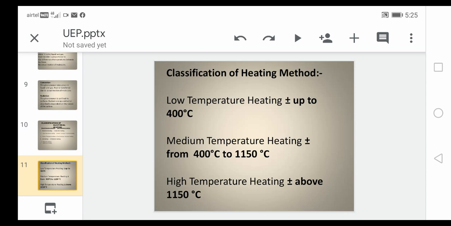Depending upon the temperatures, heating methods are classified into three types: low temperature heating, medium temperature heating, and high temperature heating. Low temperature heating is up to 400 degrees centigrade. Medium temperature heating is 400 to 1150 degrees centigrade. And high temperature heating is when the temperature is above 1150 degrees centigrade.